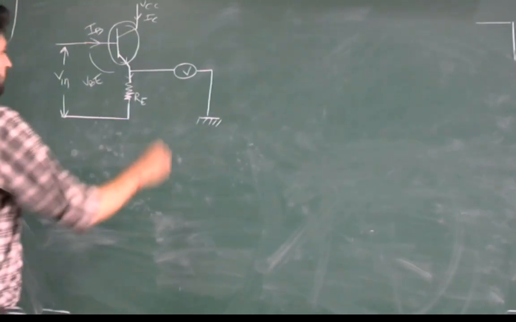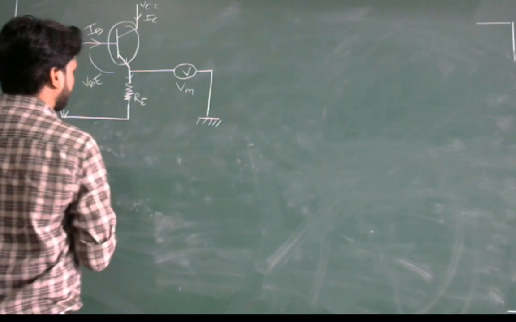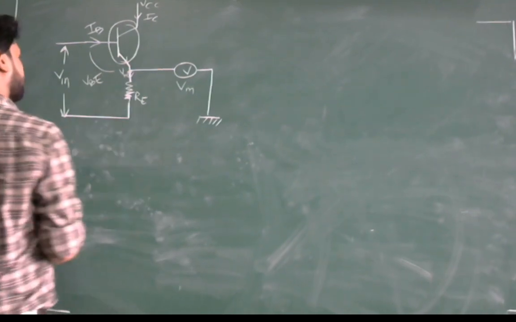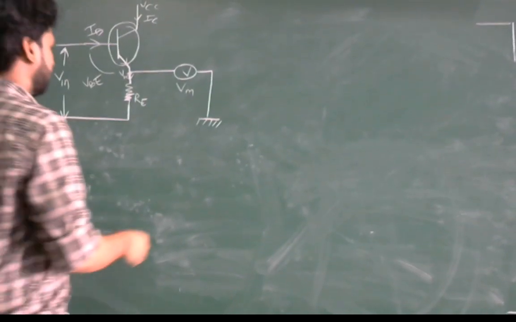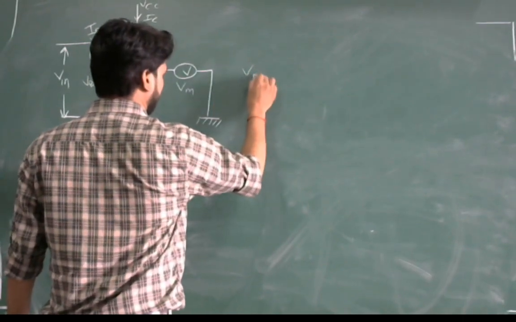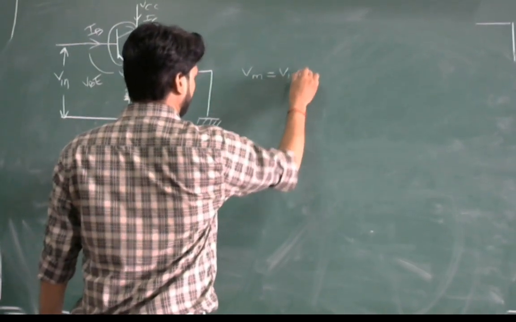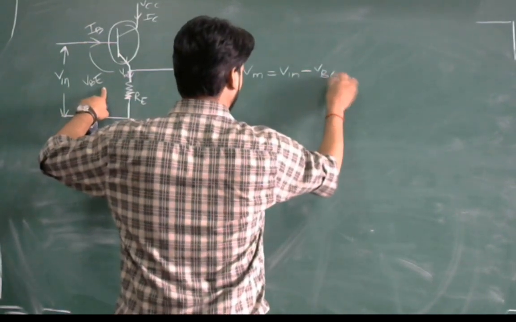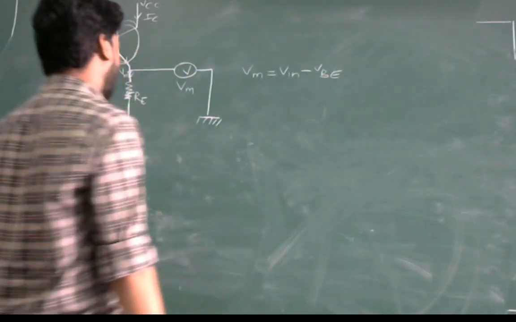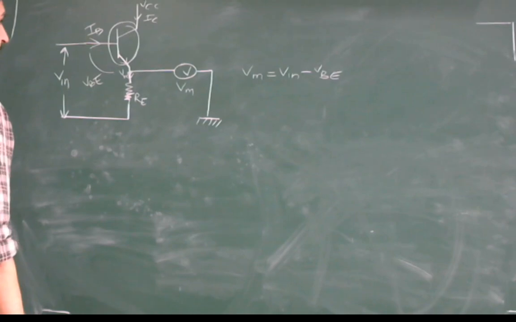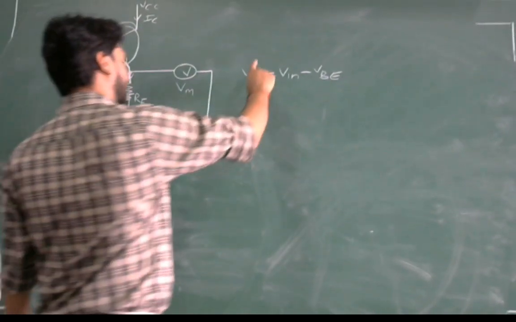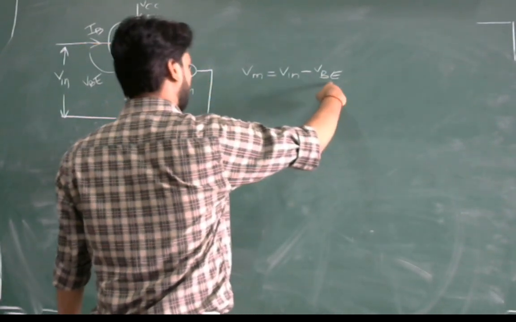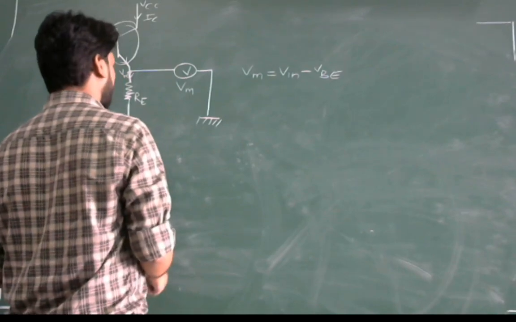Again, if the voltage is Vm, this voltage will also be Vm. In this case also, the Vm will be V in minus VBE. Again, we are getting the same relation, and again the relation will be non-linear. Somehow I have to add extra voltage here, plus VBE.